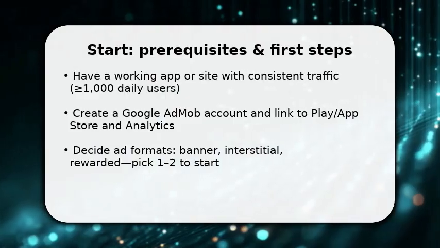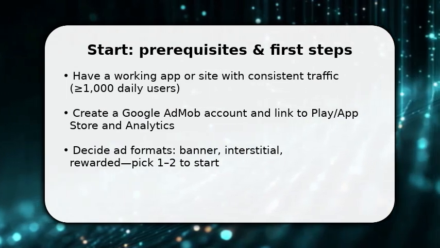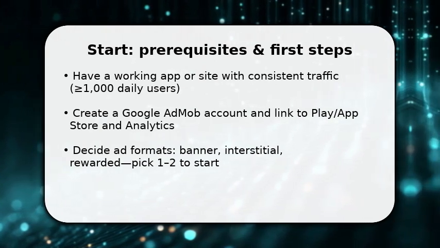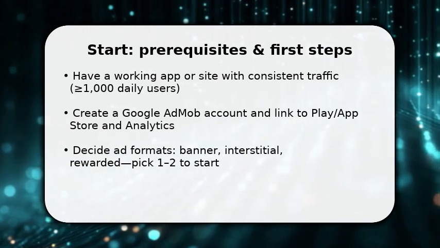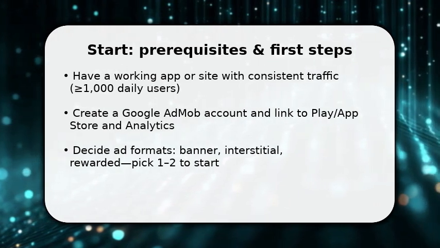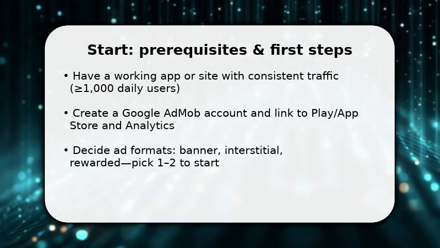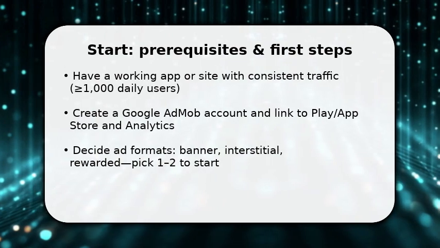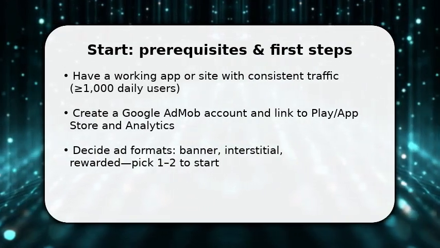You need a live app and traffic before revenue becomes realistic. First, register for Google AdMob and link your app and analytics. This lets you collect data and payments. Next, choose one or two ad formats to integrate: banners for steady fill, interstitials for high CPMs, or rewarded ads for engaged users. Once done, implement the AdMob SDK correctly and verify ad units show in test mode. This prevents policy violations and prepares you for optimization.